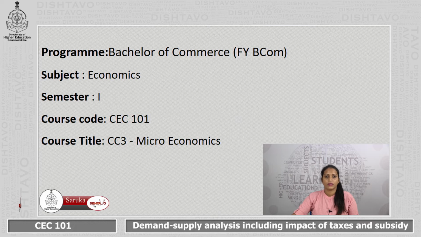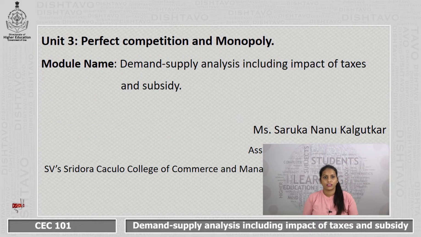Hello everyone. This program is for first year BCom in subject economics. For semester 1, the course code is CEC101 and the course title is CC3 Microeconomics. We are doing a topic under Unit 3, that is Perfect Competition and Monopoly. The name of the module is Demand Supply Analysis, including Impact of Taxes and Subsidy.